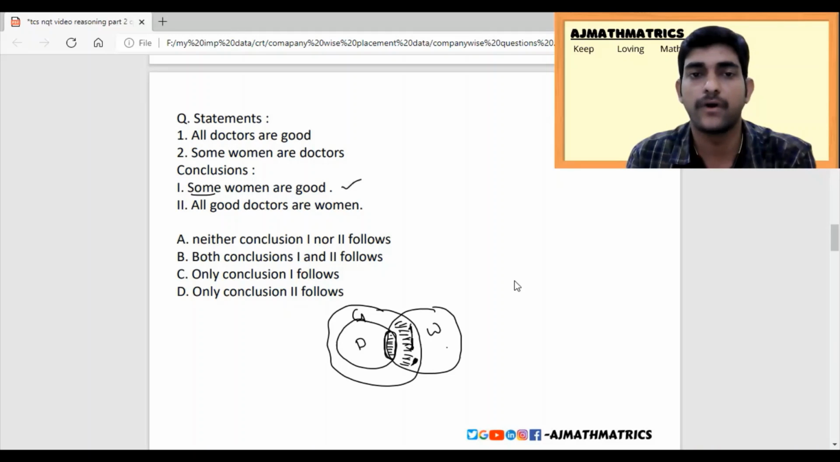So this follows. Next, all good doctors are women. That we cannot conclude. All doctors are good, it doesn't mean that all doctors are women and all good doctors are women. So this we cannot conclude, but we can conclude one thing: some good doctors are women. But here it is given as all good doctors. So option for the question is only conclusion 1 follows. Hope I am clear. Let's solve the next question.